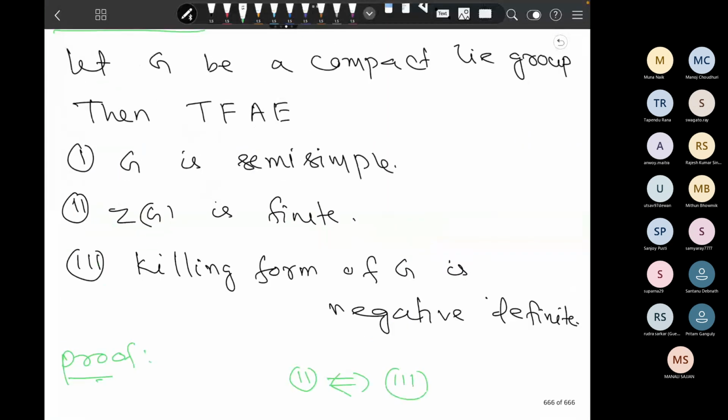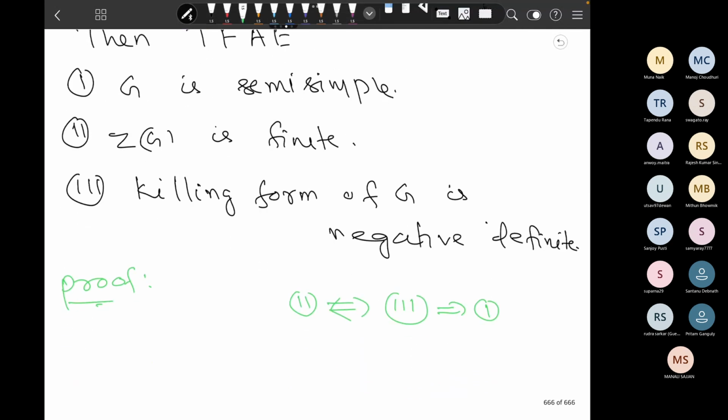So 2 and 3 are things, and 3 also implies 1. I have proved that. And 2 also implies 1. I have proved this. 2 implies 1, I have proved.